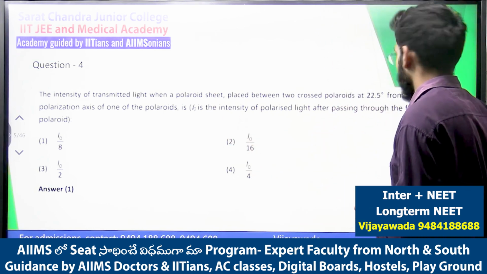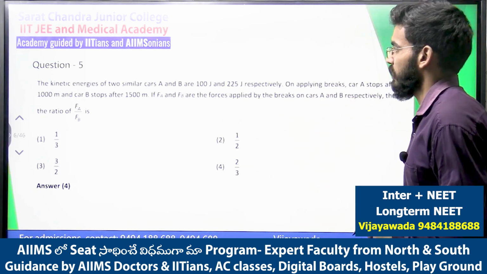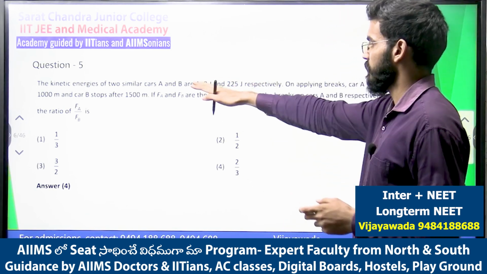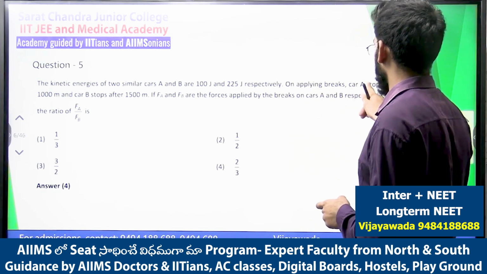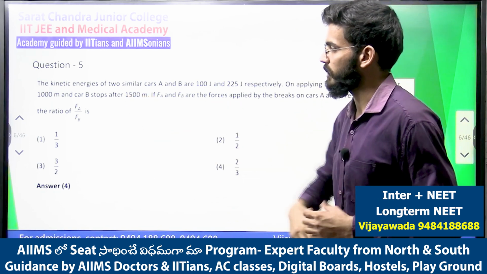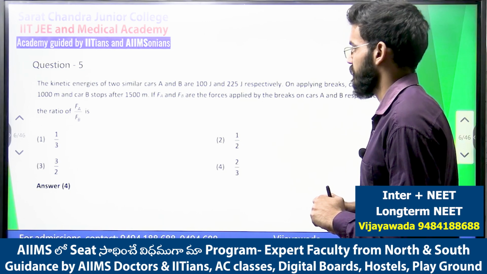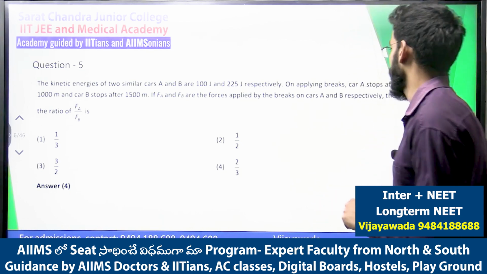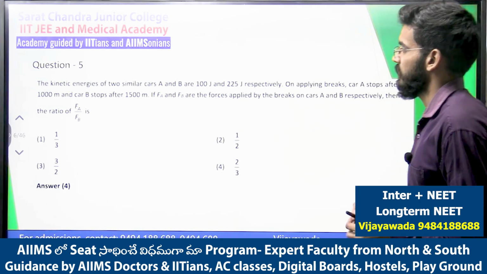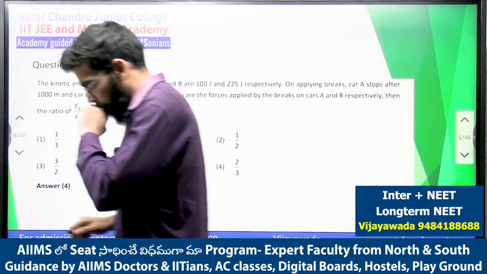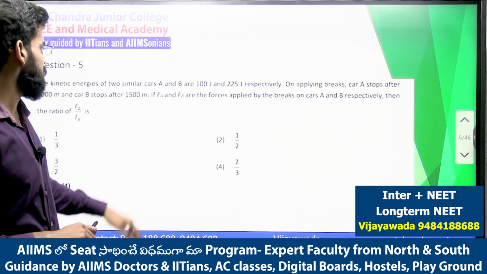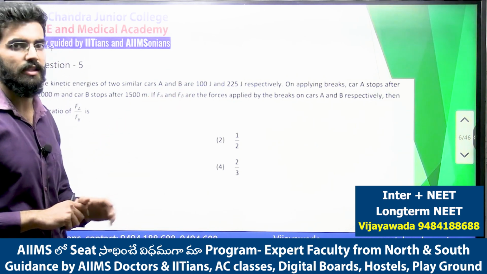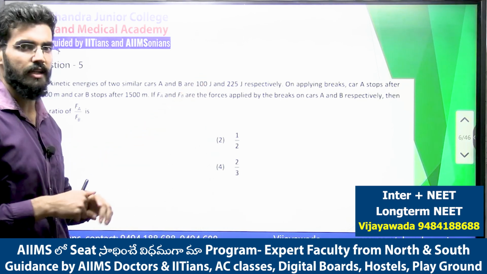Okay, next, 5th question. Kinetic energy of 2 similar cars A and B are given, meaning half mv square, half mv square is given. On applying brakes, car A stops after 1000 meter, and car B stops after 1500 meter. If FA and FB are the forces applied by the brakes on car A and B respectively, then find the ratio of FA and FB. Braking force is given as FA and FB. So actually this braking force is only taking this energy of the kinetic energy, right?